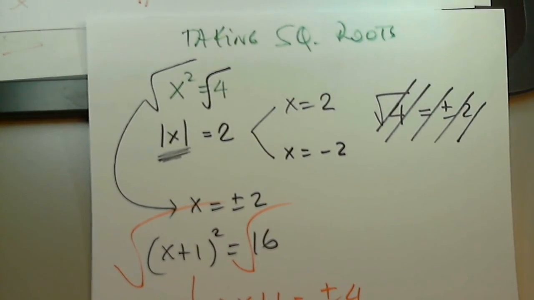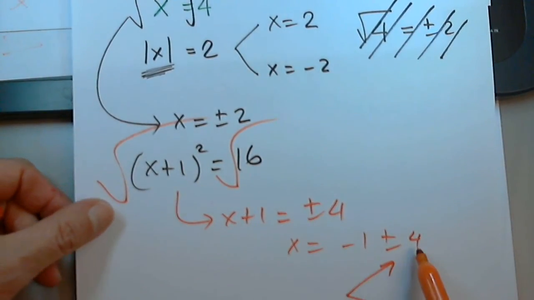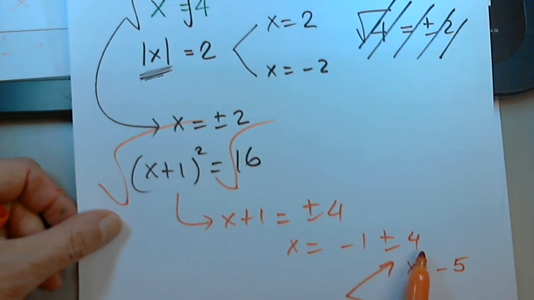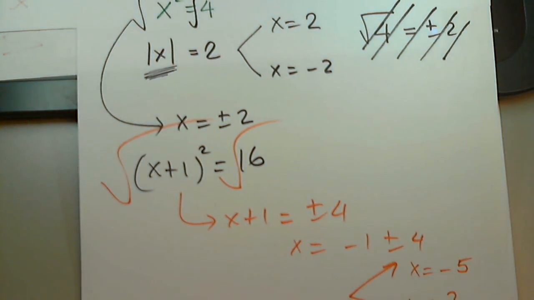I must separate the solutions. How much is -1 minus 4? How much is -1 plus 4? Any questions?